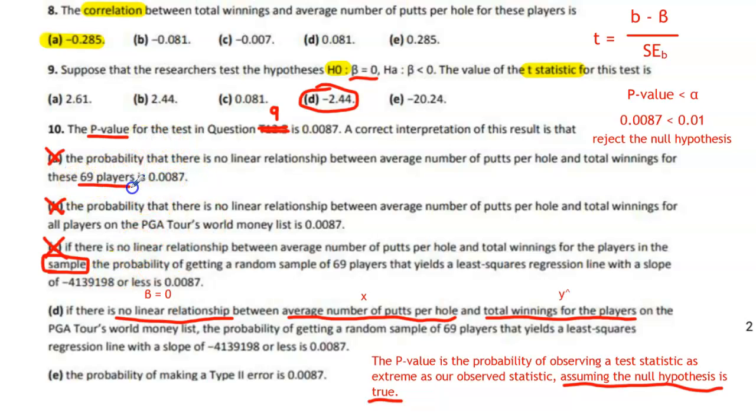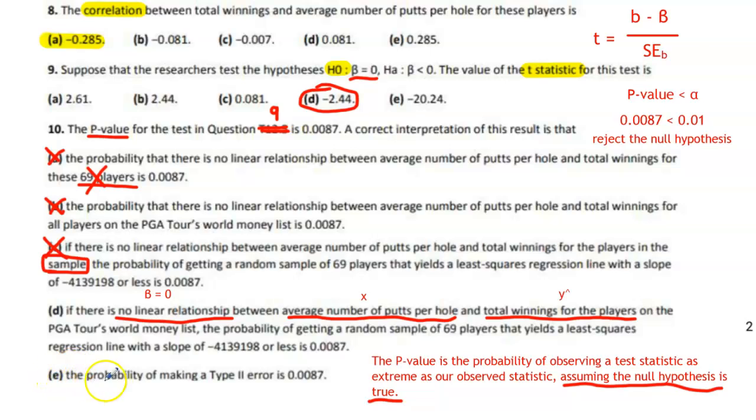This one we cut out because we're only talking about 69 players, the sample. This one we cut out because even though it's talking about population, this isn't really what the p-value's job is. The p-value's job is the probability of observing that, assuming the null hypothesis is true. So we have to start with that assumption.